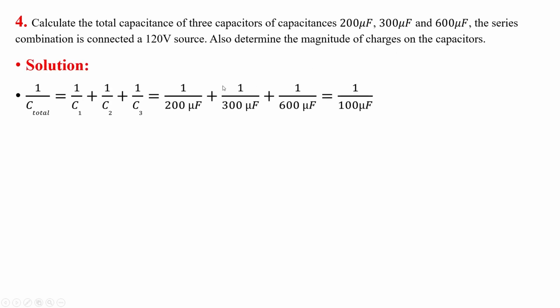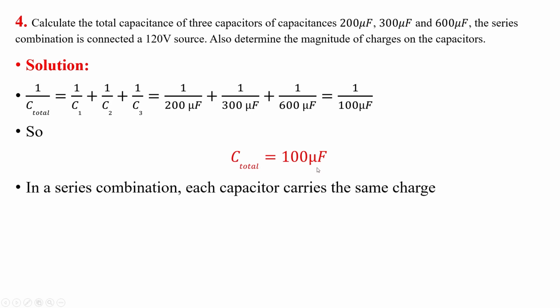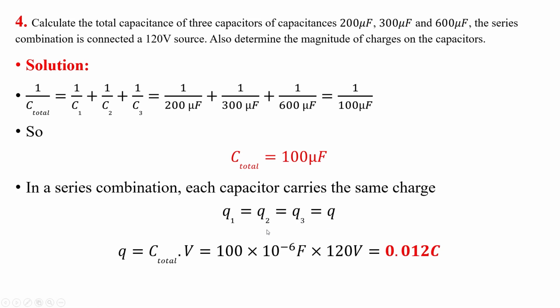So first you need to find the capacitance of these three capacitors. We will get the total to be 1 over 100, or simply the total capacitance is 100 microfarad. In a series combination, each capacitor carries the same charge. So charge Q1 is equal to Q2, Q2 is equal to Q3, they are all the same, but the voltages are different. So the total charge is equal to the total capacitance multiplied by the voltage supply. So the total charge is 0.012 coulomb.